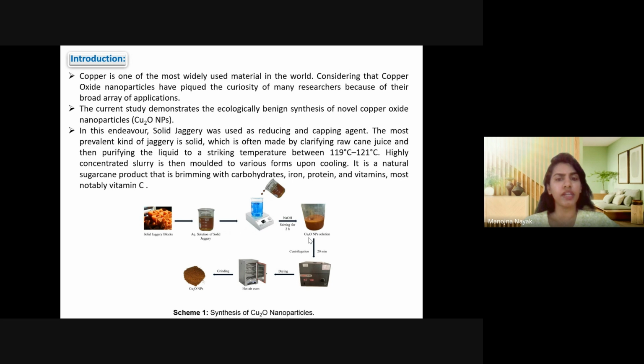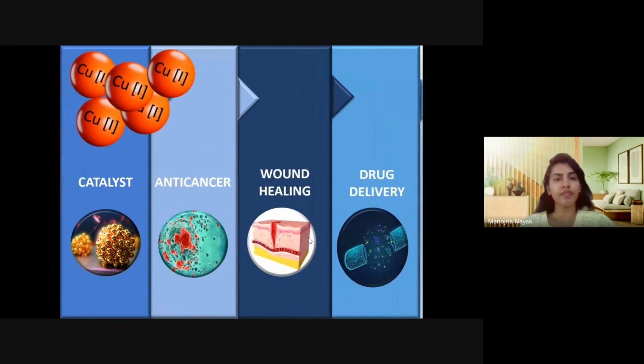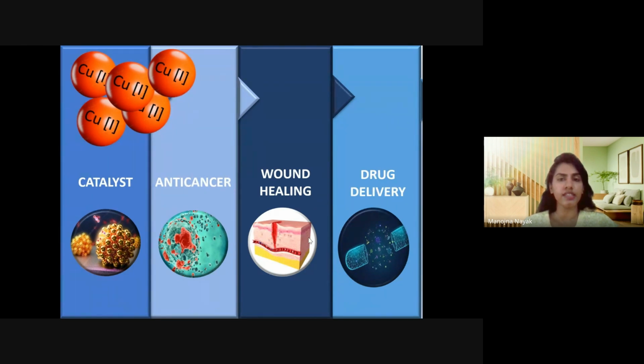And this is our scheme 1, in which we have synthesized our copper nanoparticles using copper sulfate as our precursor and using solid jaggery as the reducing agent. And then we used NaOH to maintain the pH, and it was kept in an oven to dry, and later it was used for further studies. As we know, copper nanoparticles can be used as catalyst and in anti-cancer, wound healing, as well as in drug delivery studies.